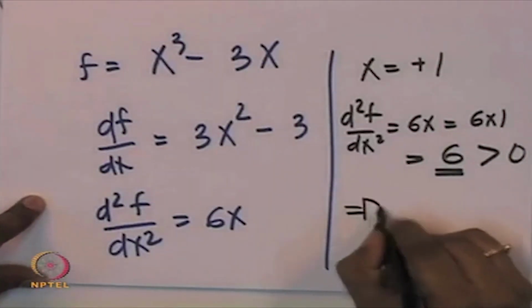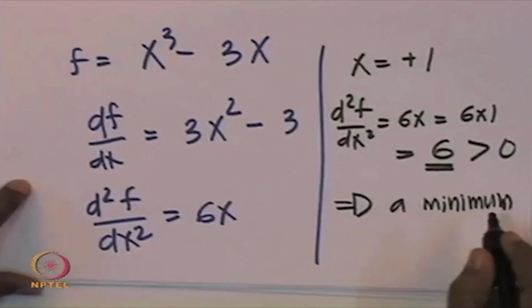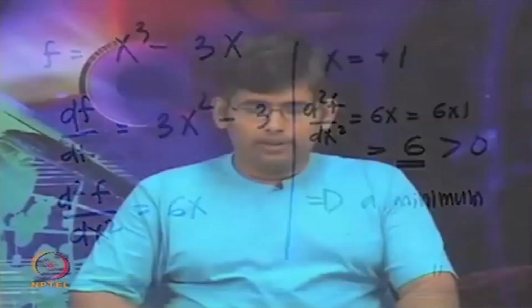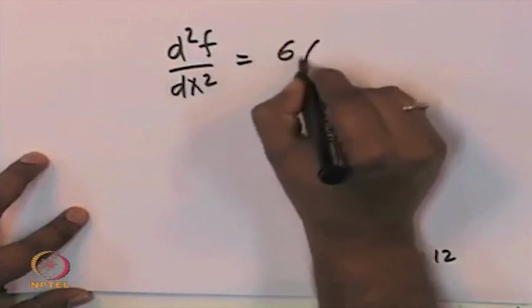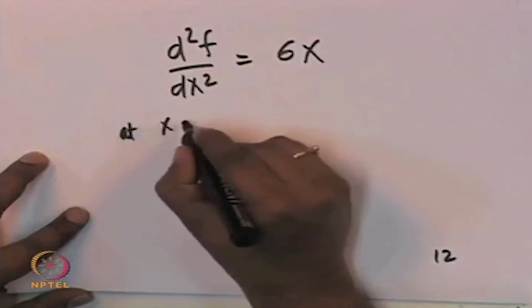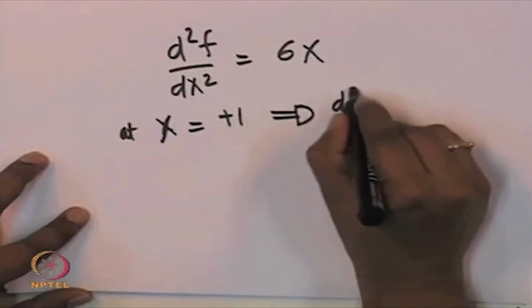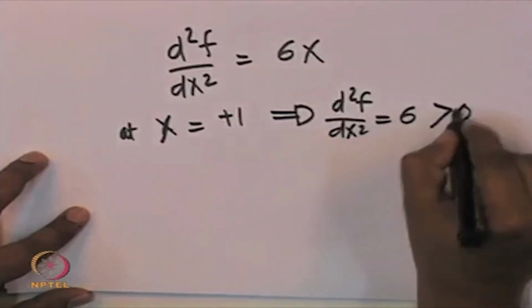So, at x equal to plus 1, the second derivative is greater than 0. This implies that it is a minimum. Whenever the second derivative is greater than 0, it has to be a minimum. Now, let us have a look at the next one. We found that the second derivative d square f by dx square is 6x. At x equal to plus 1, d square f by dx square equal to 6, which is greater than 0.